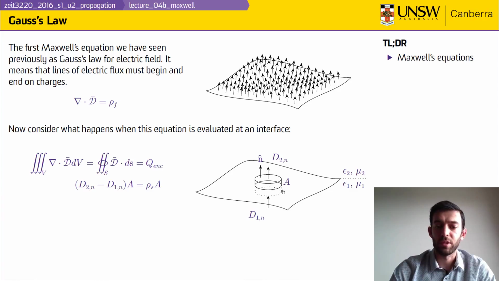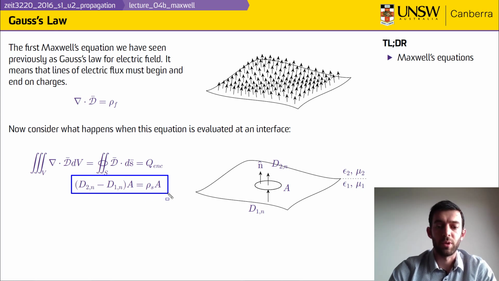However, what we will do is we will allow this pillbox to shrink, and as we let the height decrease to 0, we quickly realize that some integrals will not contribute anything, and what we end up with is this equation where we have the normal component of D2 and normal component of D1 entering and leaving the surface, multiplied by the area.